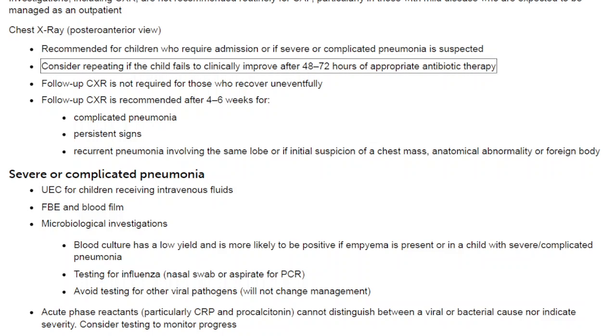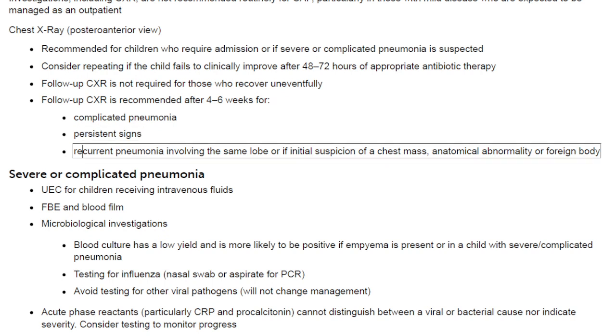Consider repeating if the child fails to clinically improve after 48-72 hours of appropriate antibiotic therapy. Follow-up CXR is not required for those who recover uneventfully. Follow-up CXR is recommended after 4-6 weeks for complicated pneumonia.